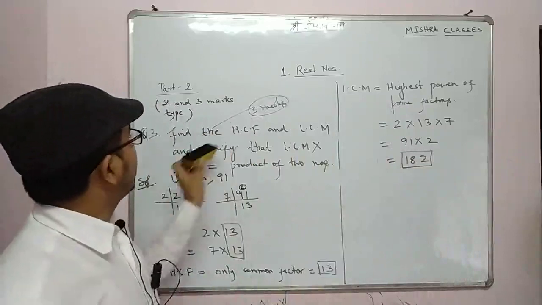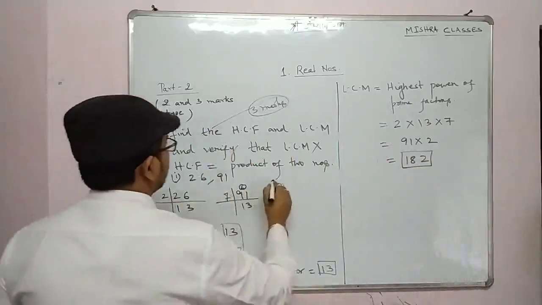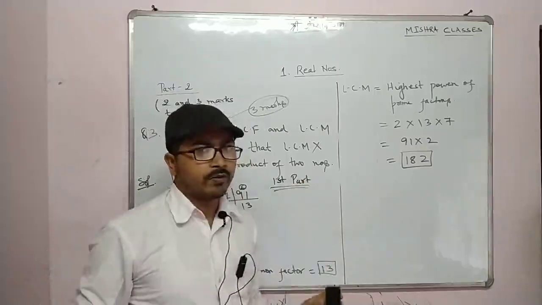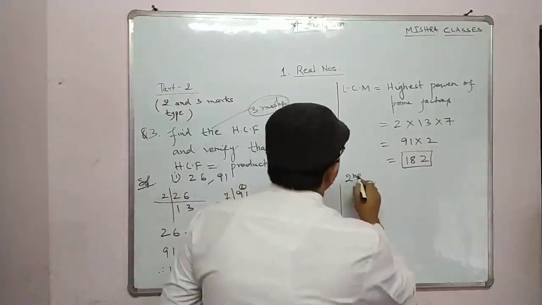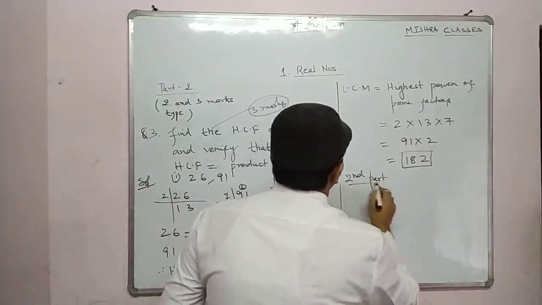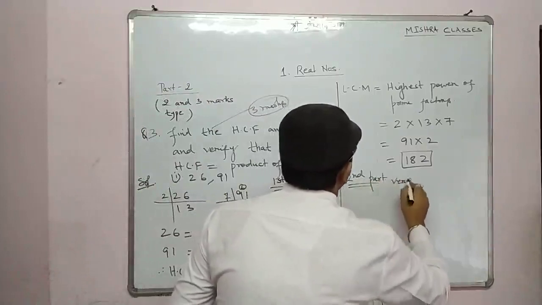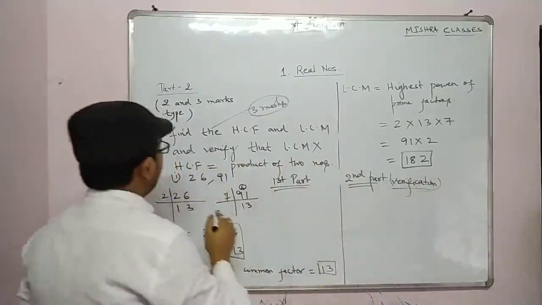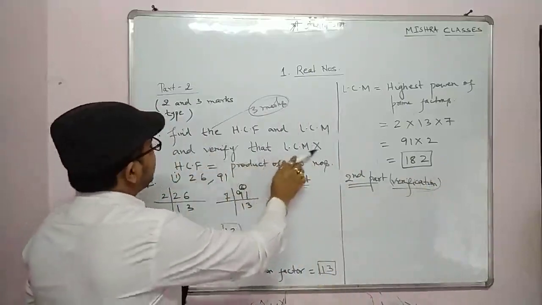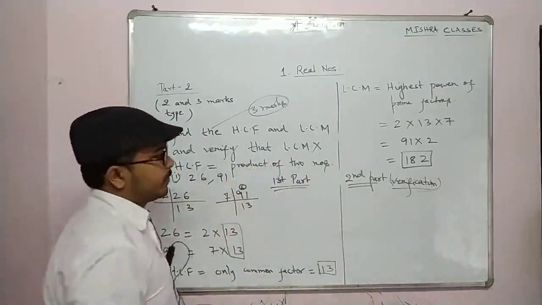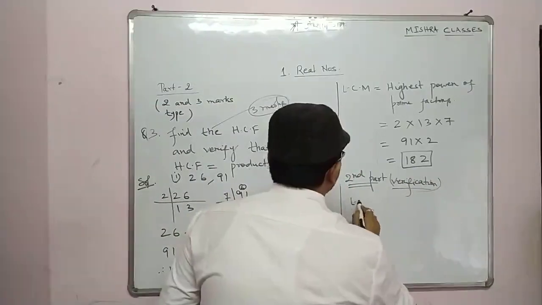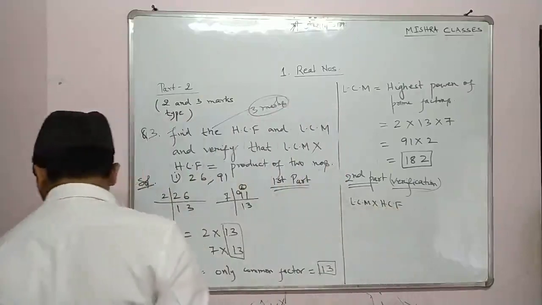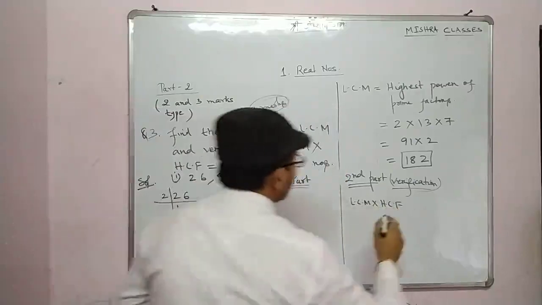Now, find the HCF and LCM. This was our first part of the question. Is it clear? Now we'll do the second part. The second part is verification. Is it clear? Now you see, verify that LCM into HCF equals the product of two numbers.